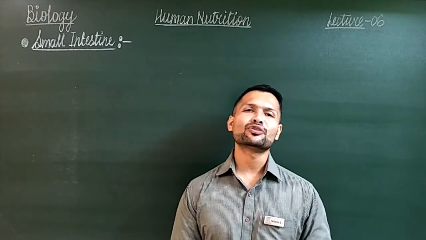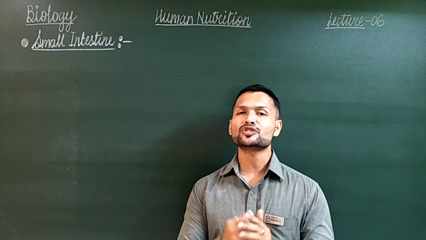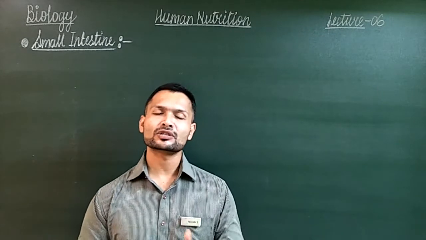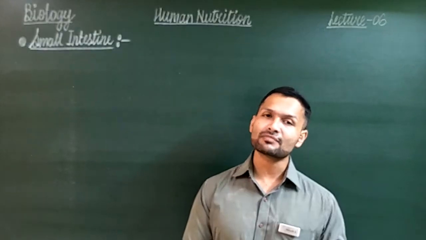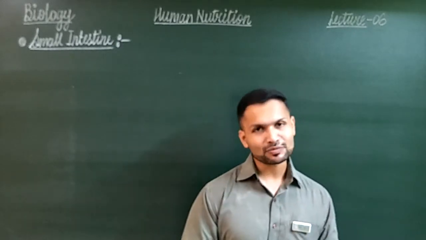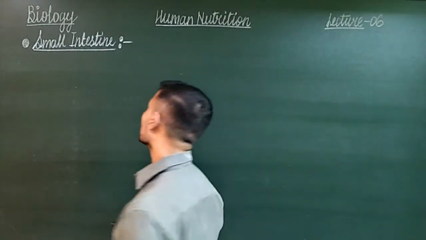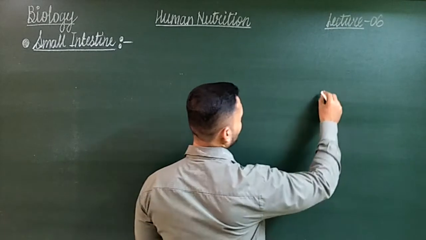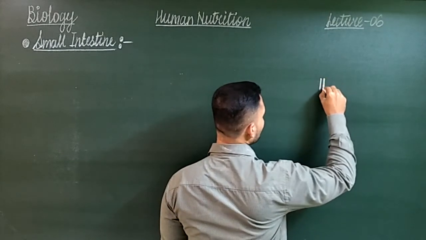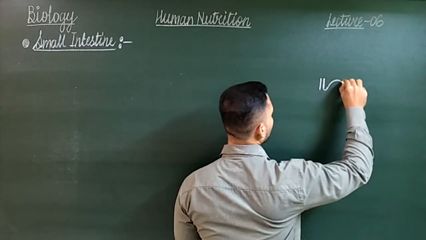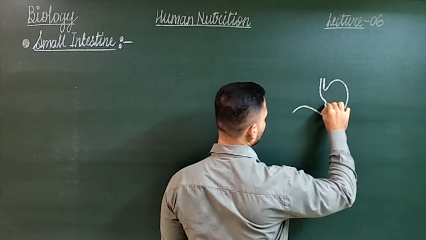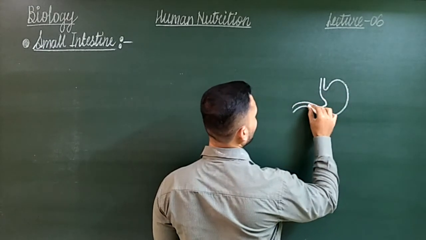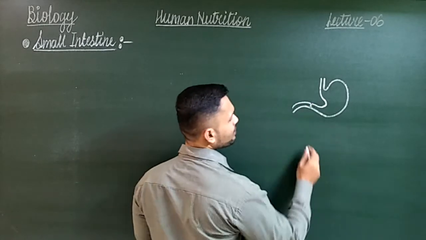In the last video we have seen the histology of the stomach. So it's time to move ahead and start with the next part of the alimentary canal, that is the small intestine. Now looking at the diagram we have drawn, I'll just draw the stomach and small intestine part. Now see, the stomach ends at the pyloric sphincter.